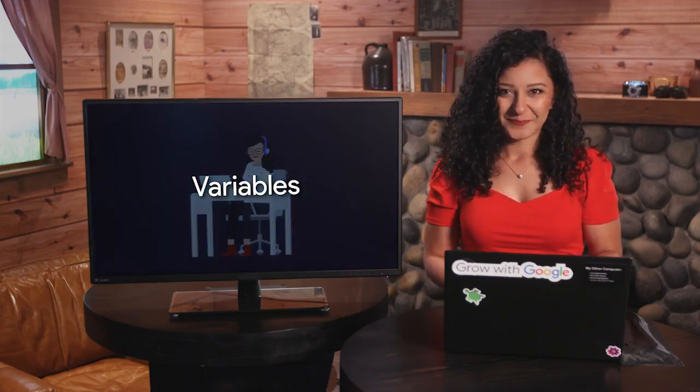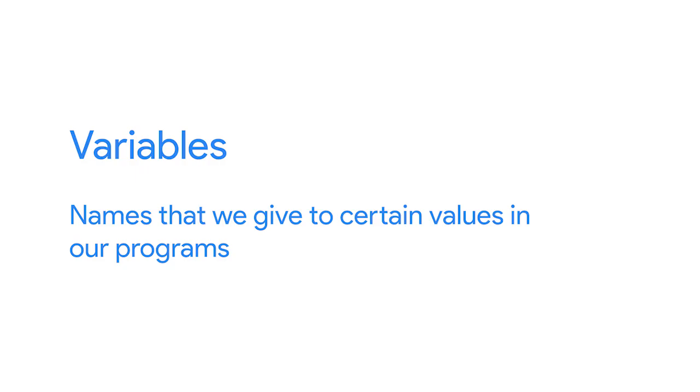When we ask a computer to perform an operation for us, we usually need to store values and give them names so that we can refer to them later. This is where variables come in handy. Variables are names that we give to certain values in our programs. Those values can be of any data type: numbers, strings, or even the result of operations.